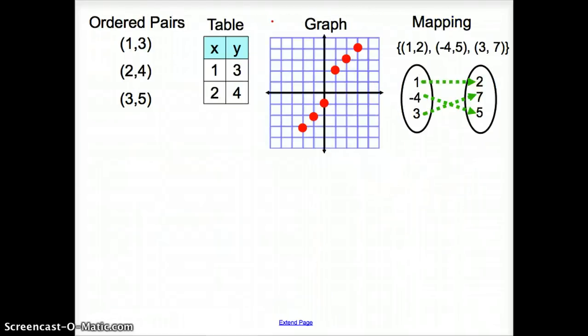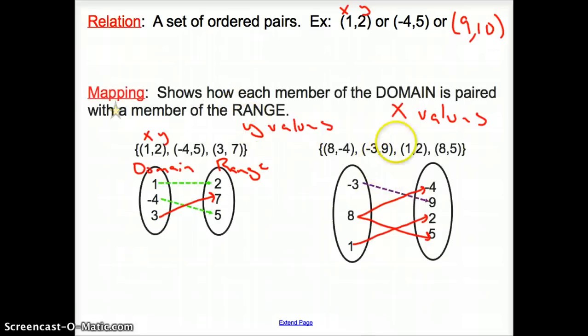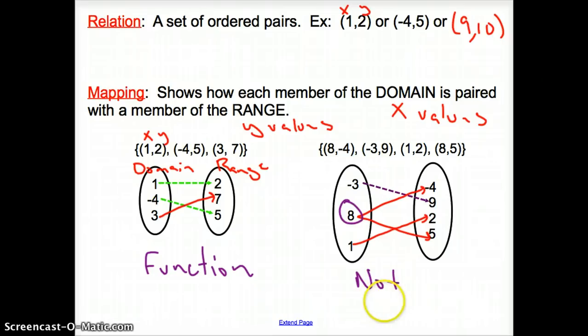If I go back to my mapping example, this would be a function because there is one y value for an x. There is not more than one y for one x. If I go over here, notice my 8. My 8 goes to two different y's, so therefore this is not a function.